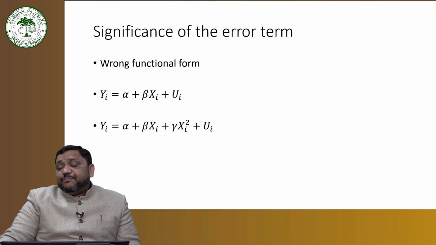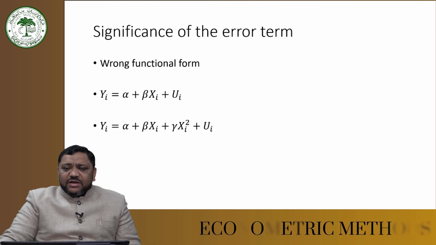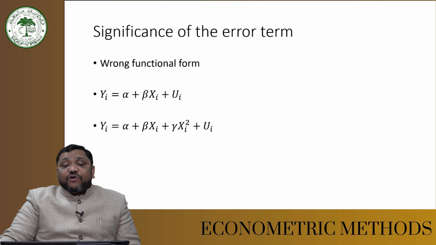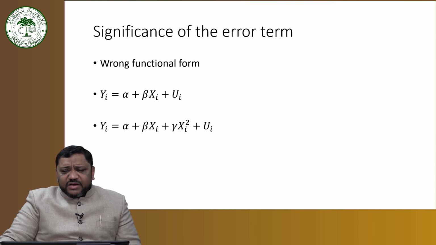For example, in the case of consumption expenditure, we may be uncertain whether it follows a linear function or there is a non-linear relationship. If it is the former, the linear one, that is yi is equal to alpha plus beta xi plus ui, it represents the appropriate functional relationship between y and x.